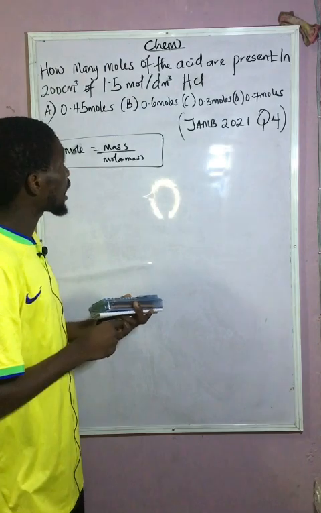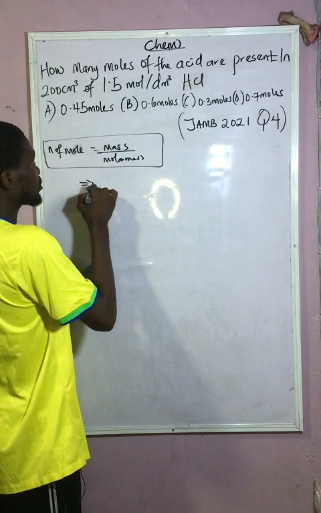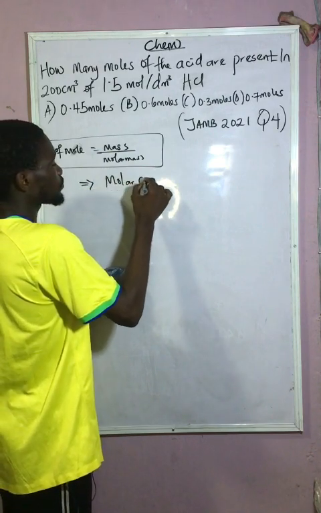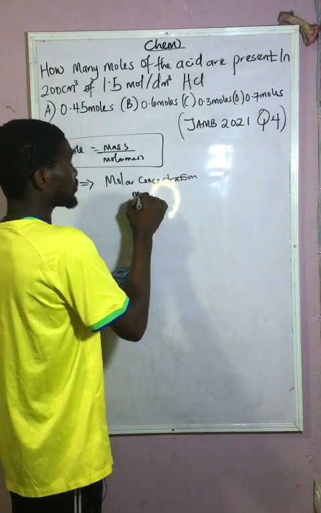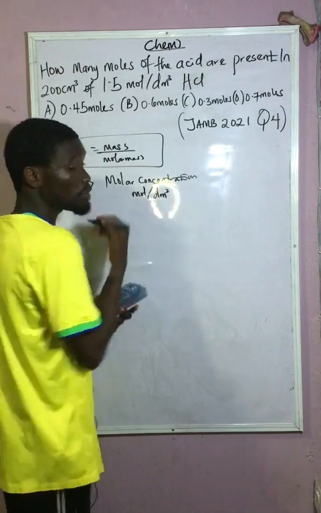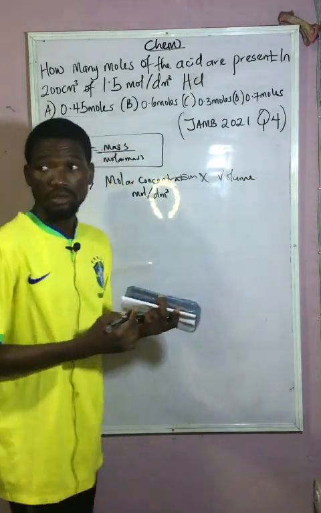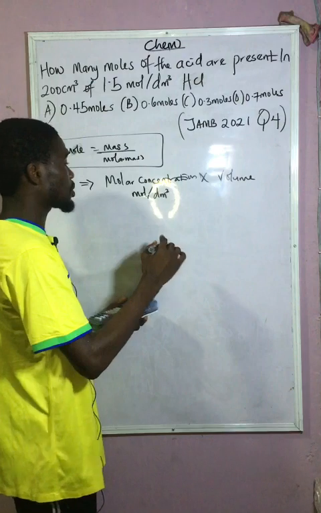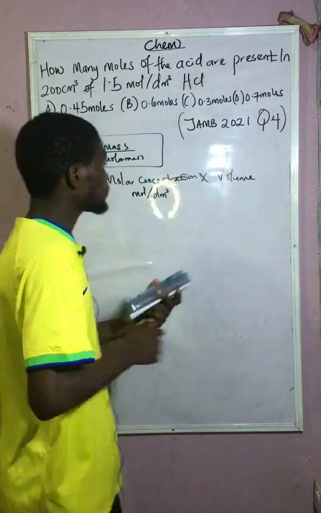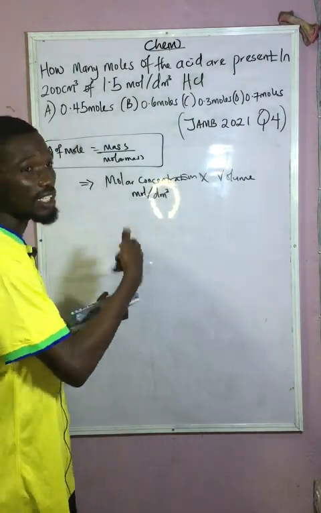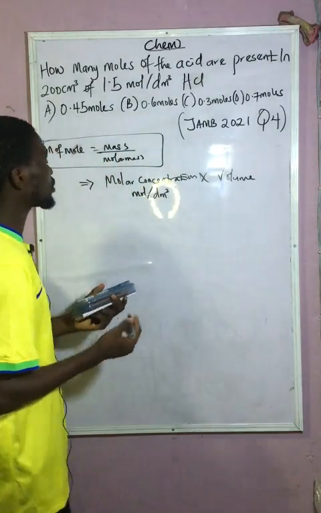Are you with me now? The formula we use under this kind of question is very simple. The formula goes thus: number of moles equals molar concentration, the unit of which is mole per dm cube, multiplied by volume. If you are given a question like this and you are provided with the volume, it comes in two ways. I will call this one method 1, then I'll show you how to solve it with method 2.